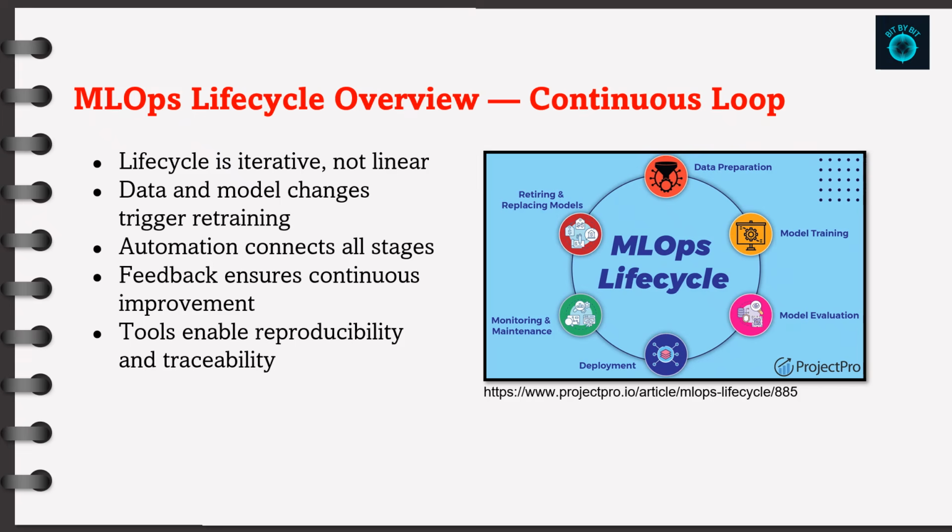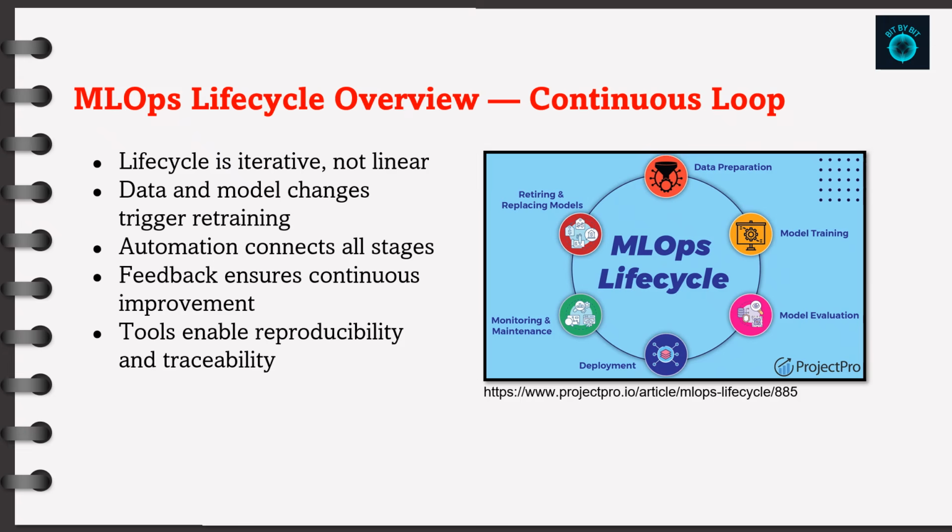Automation connects all stages, from collecting new data to retraining and redeploying updated models. This keeps machine learning systems fresh, accurate, and aligned with real-world conditions. Feedback from monitoring tools plays a key role here. If performance metrics drop, the system can alert engineers or even start retraining automatically.